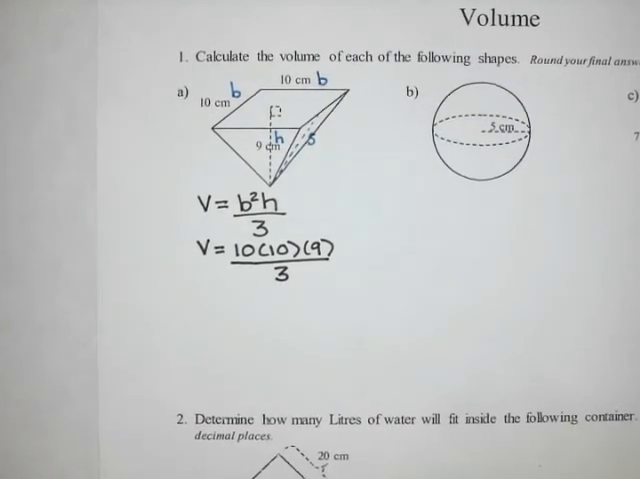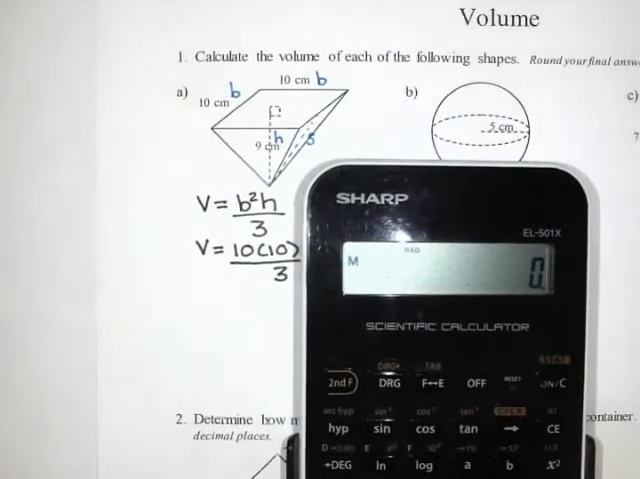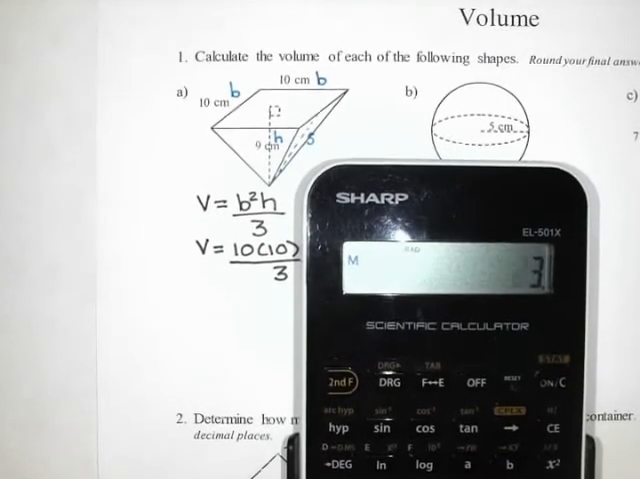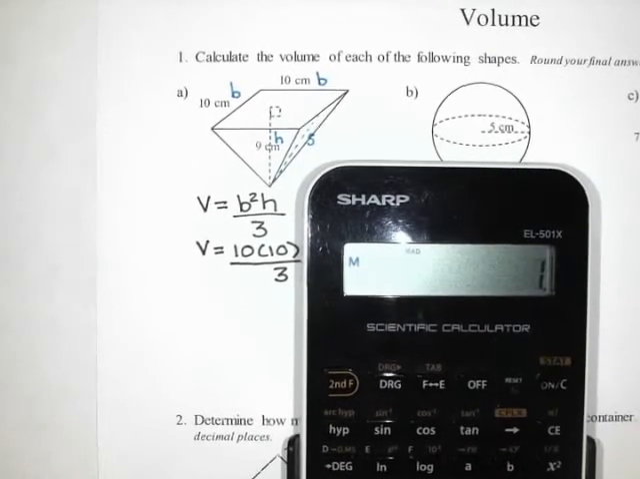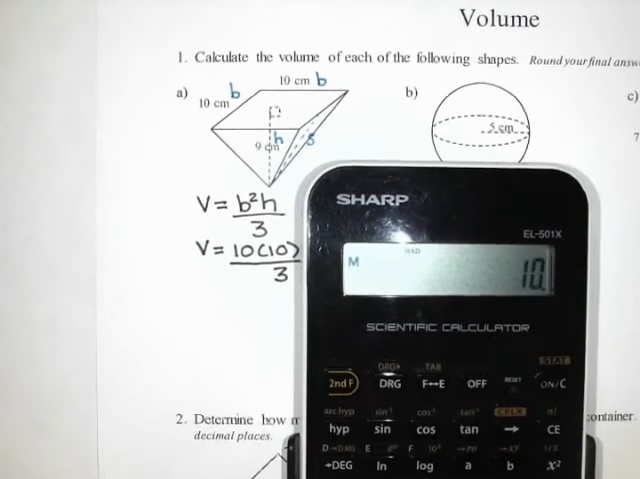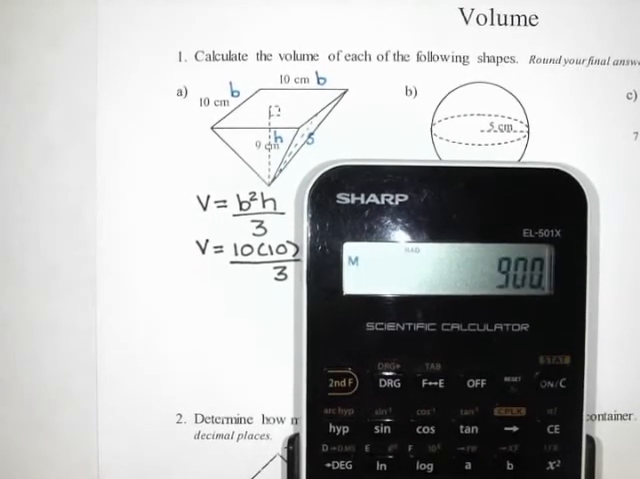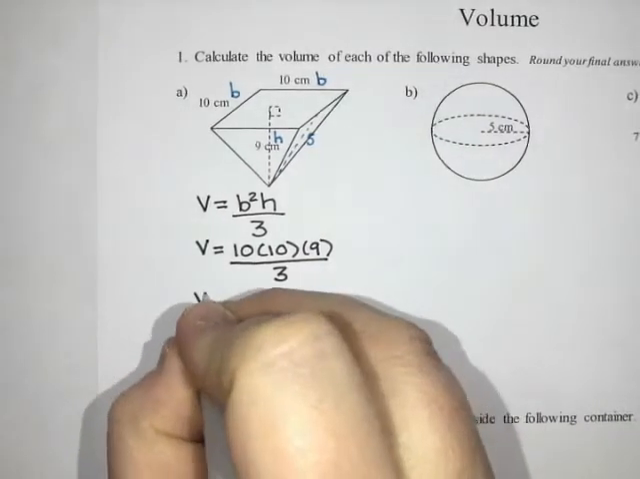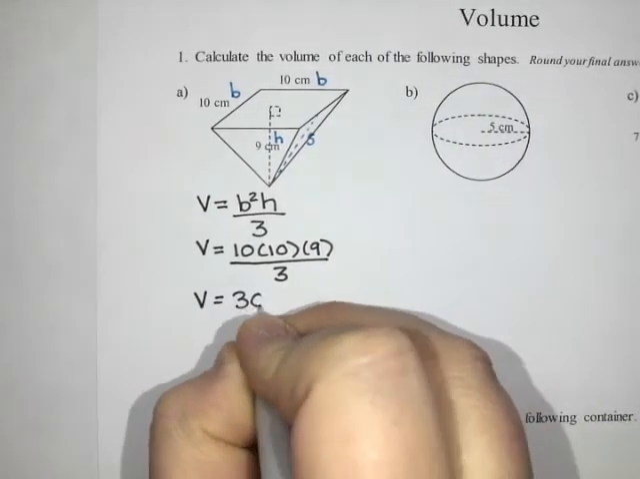So I'm actually just going to calculate that on my calculator. So 10 times 9 divided by 3. I don't think that's right. Let's try again. 10 times 10 times 9 divided by 3 gives me 300. So my volume is 300.